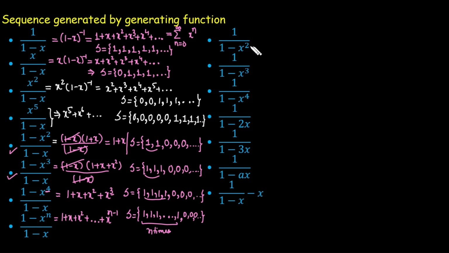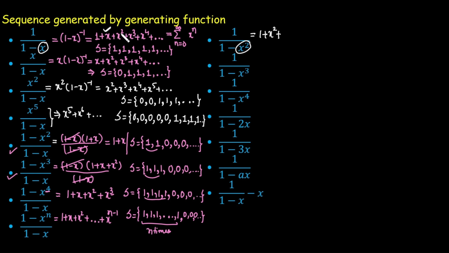Moving toward the next case, we have 1 upon 1 minus x square. What type of sequence will it give? What we need to do is similar to the previous case. So rather than x, it is x square now. So replace x with x square. We have 1 plus x square.